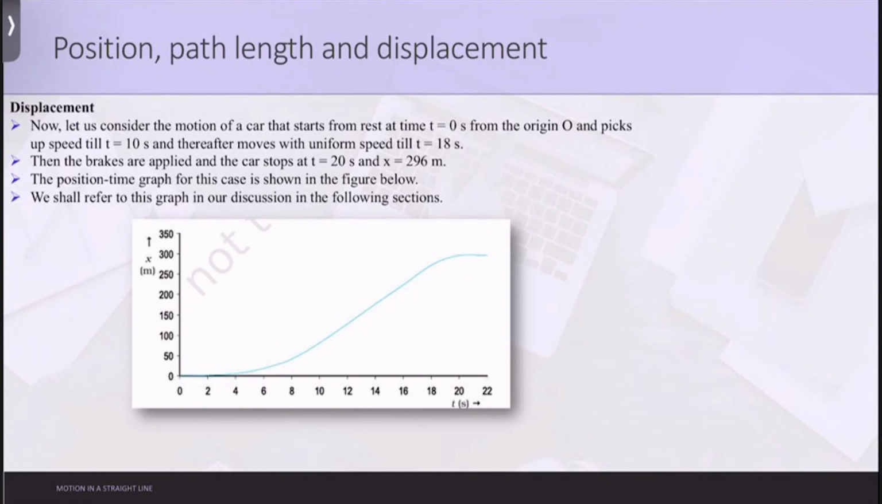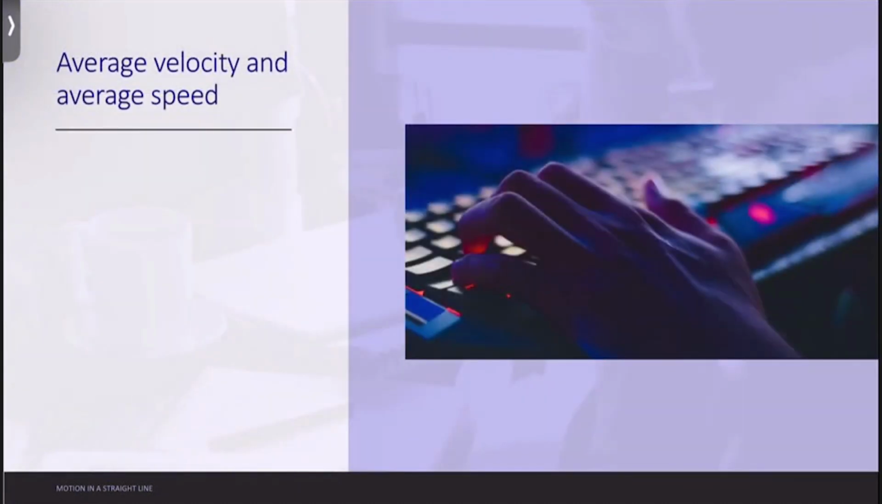Okay, the previous two graphs were basically the simple cases. The first was at rest, and the second was for uniform motion. This is some sort of non-uniform motion, which will help us in understanding many more concepts. So that was how displacement took place. That was all about your path length, that was all about your displacement, and that was all about different position time graphs which can be made.